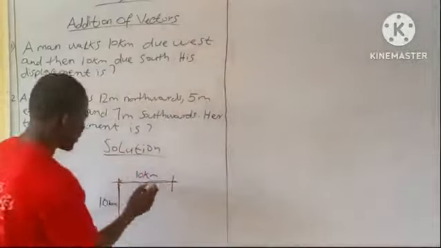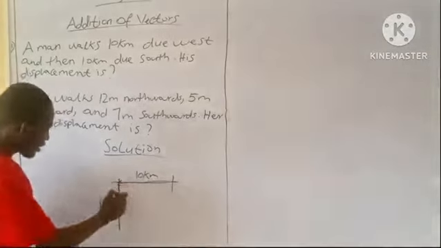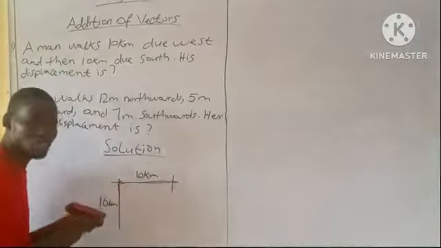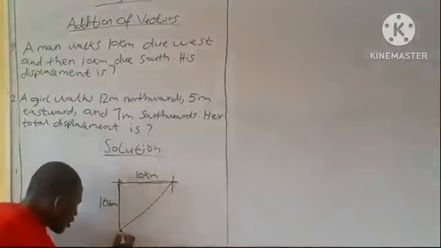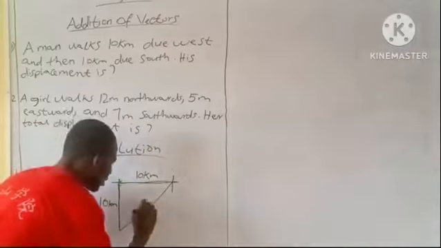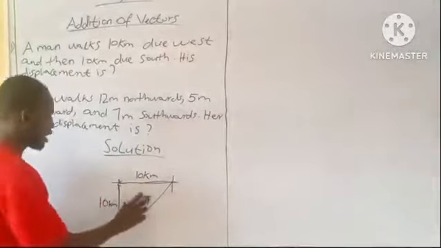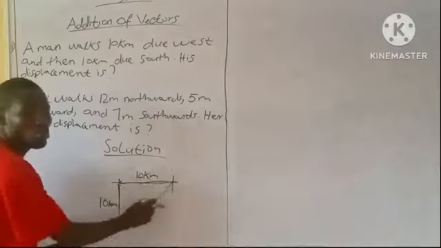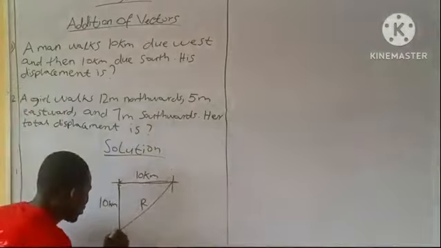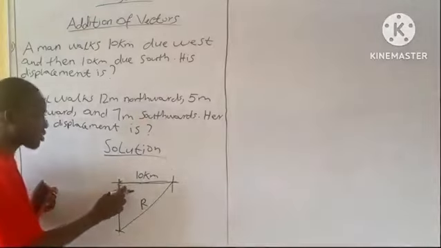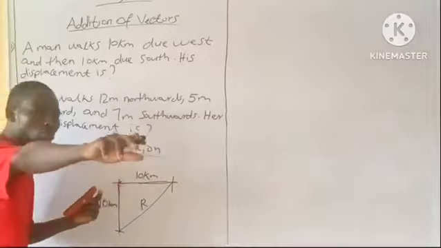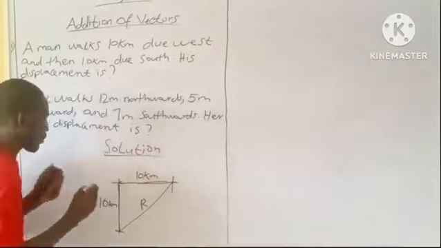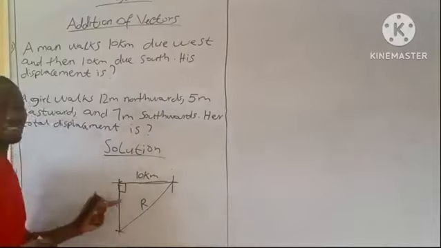If you look at this, the man walked this way. If you want to find the shortest distance between these 2 points, it is from here to here. So this is your displacement, or I can call it R. This is the displacement, the shortest distance between 2 points. This is a point and this is also a point. Now, the angle here is 90. Why? It moves due west, due south, and they don't specify any angle, so this implies 90.